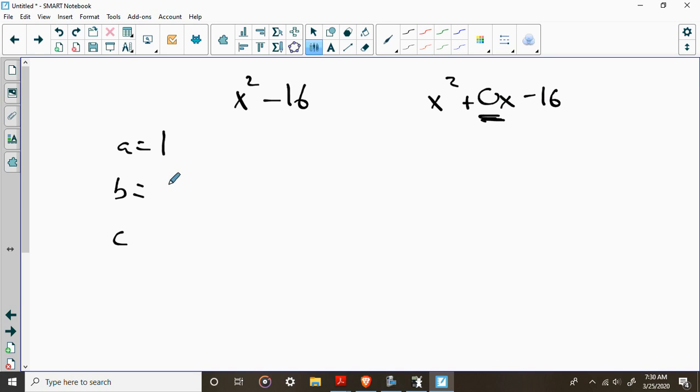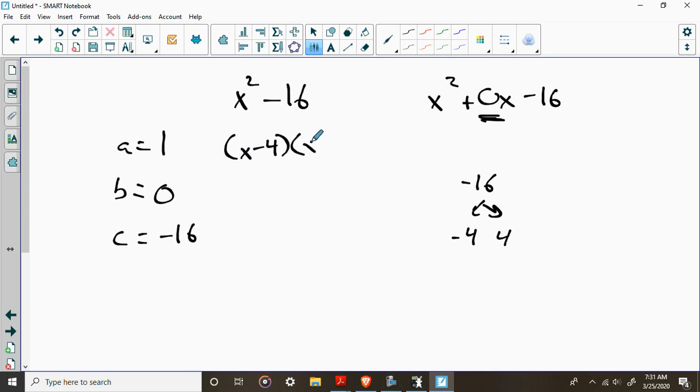Okay? So what are we looking for? We're looking for the factors of negative 16 that add up to 0. Well, what are your factors of negative 16 that add up to 0? Well, that would be negative 4 and positive 4. Negative 4 times positive 4 makes negative 16. Negative 4 plus positive 4 makes 0. Okay? So nothing has actually changed about what we're doing. It's just a unique case that we kind of want to be able to see.